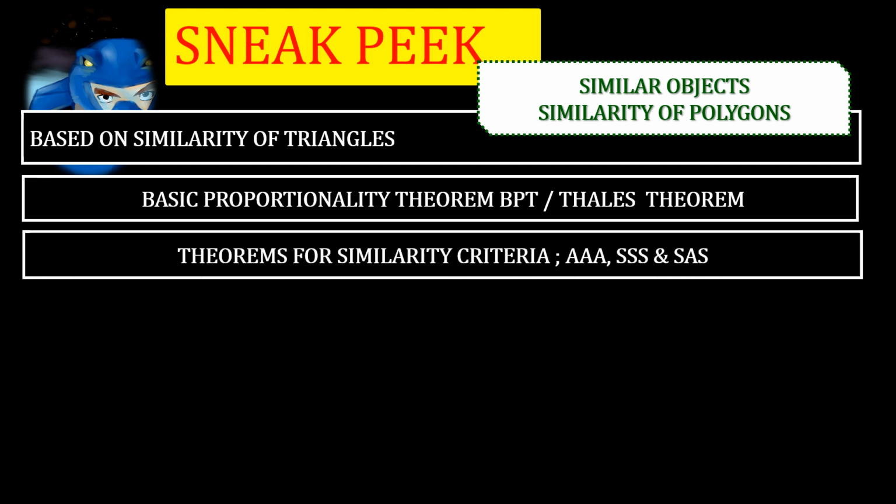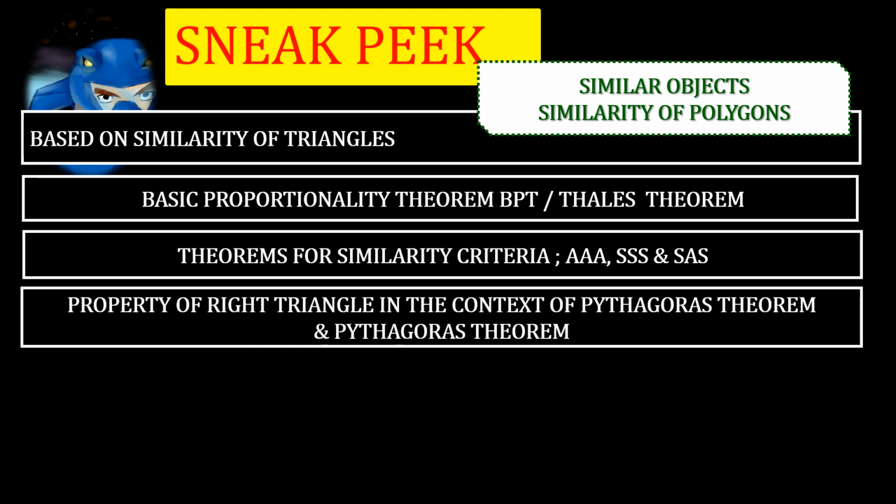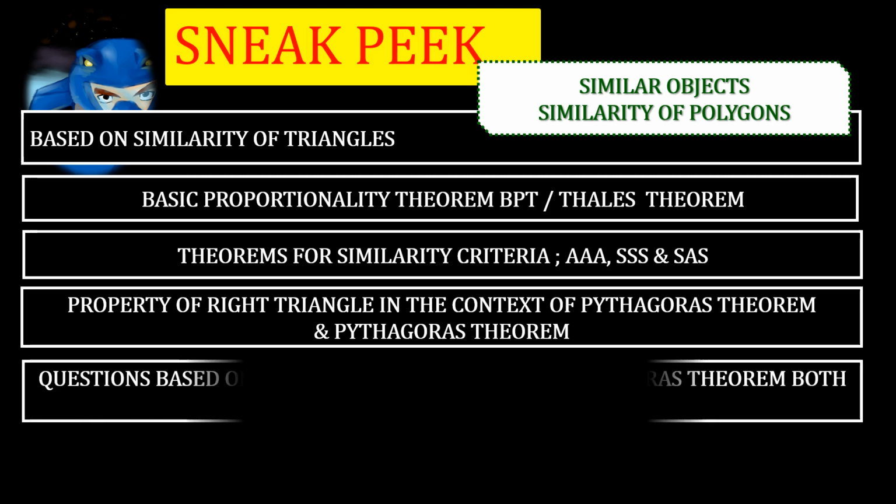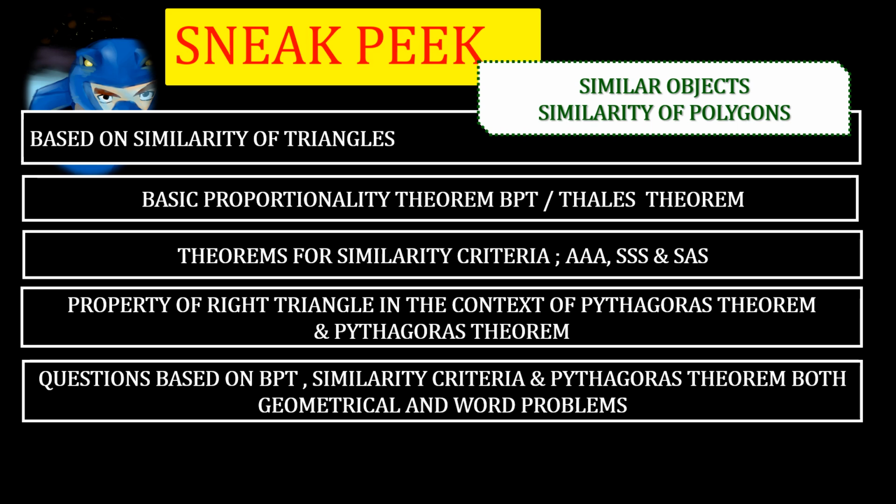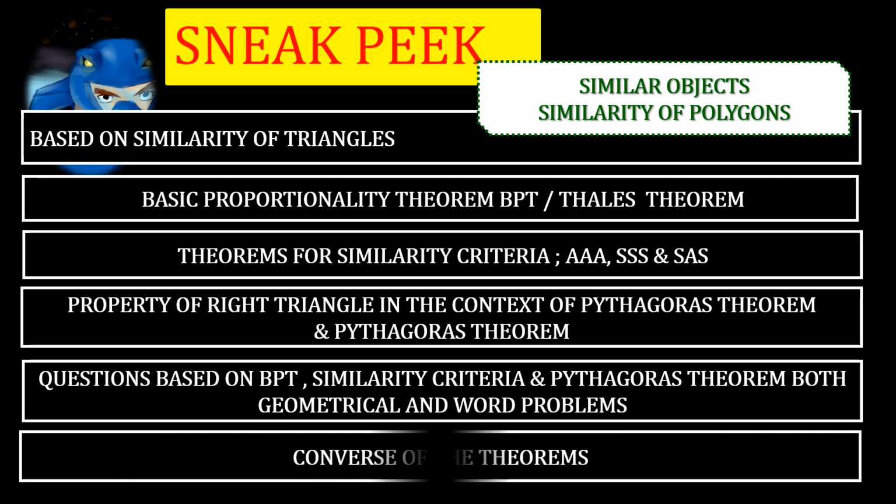Then, since similarity is the base of this chapter, we'll discuss similarity criteria: angle-angle, side-side-side, and side-angle-side. The property of right triangles in the context of the Pythagoras theorem will also be done in this chapter. Questions based on BPT, similarity criteria and the Pythagoras theorem, both geometrical and word problems, will be solved. Also, we'll do the converse of the theorems in this chapter. So this is a quick sneak peek of the chapter. Let's move further.